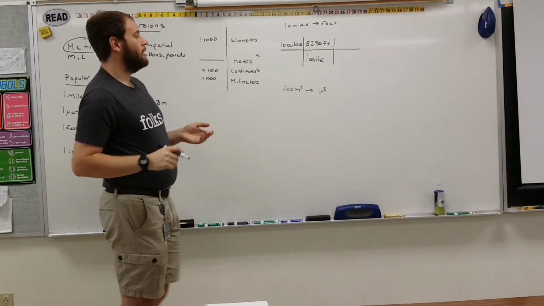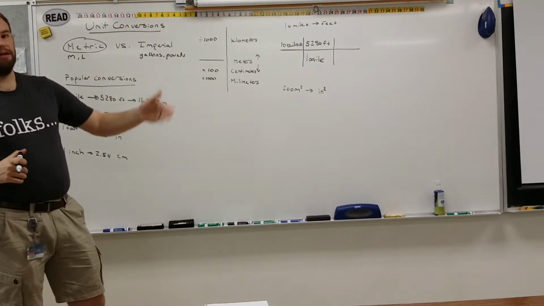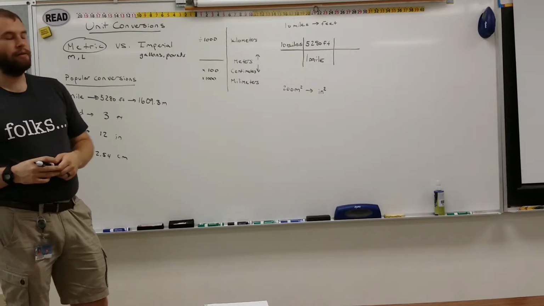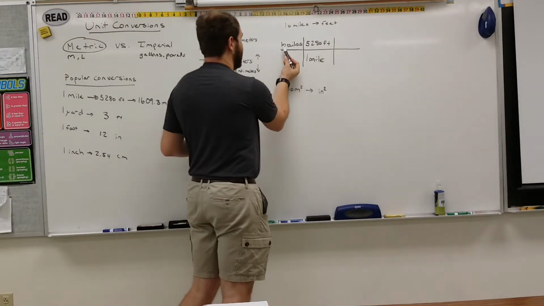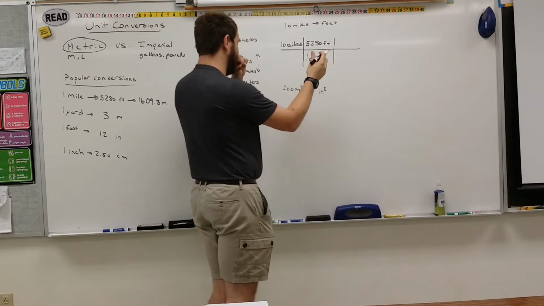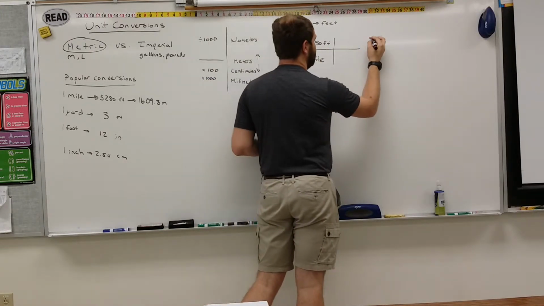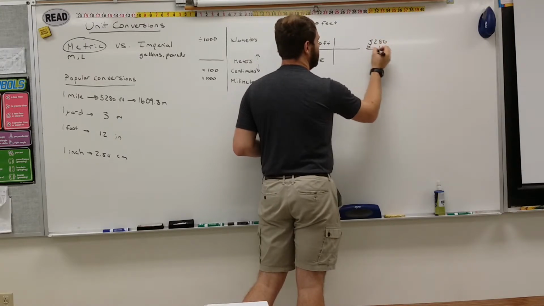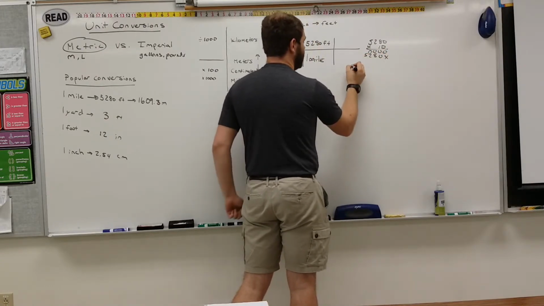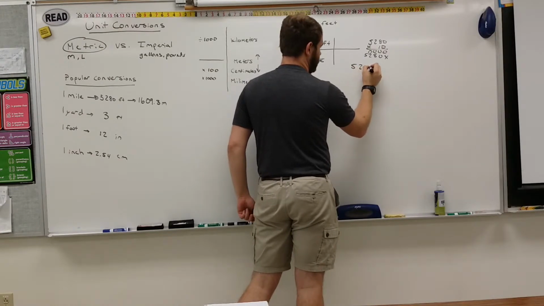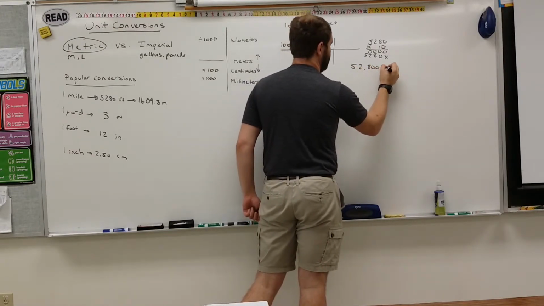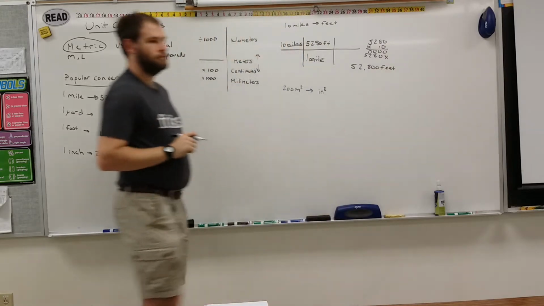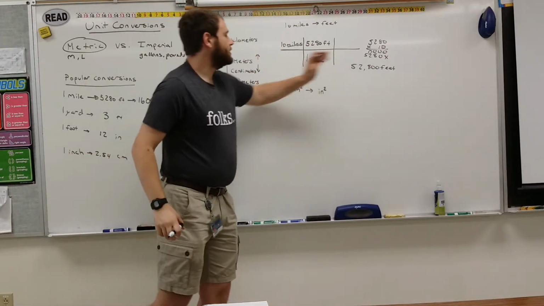So now I know that I can use this table to multiply or divide my units. So I've got 10 on the top and 5,280 on the top, which means I need to multiply them. So I will do that. I get 5,280 times 10. Let's see, 0, 0, 0, 0. And I end up getting 52,800 feet.